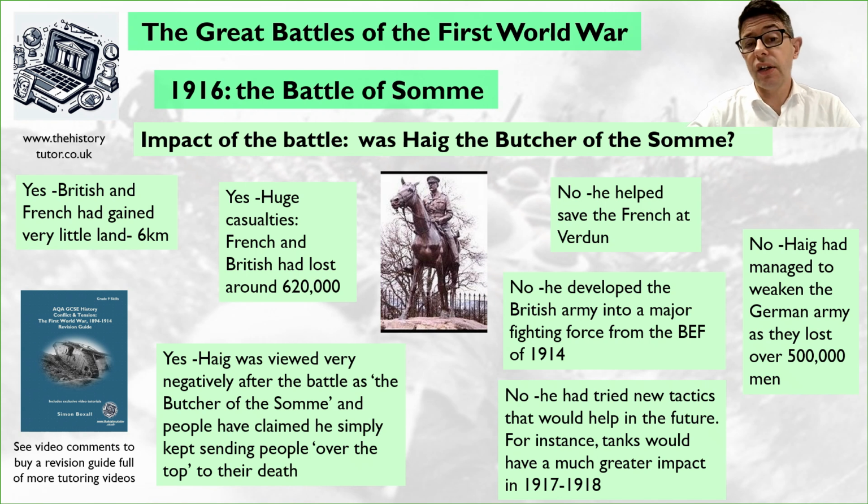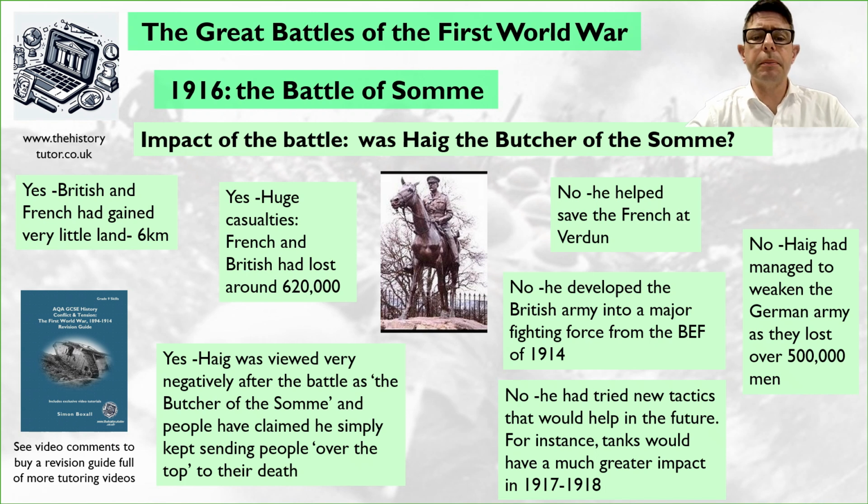So here are some of the yes arguments for this, that Haig was a butcher and a bit of a donkey. So yes, the British and French had gained very little land, 6 kilometres for the entire length of the battle, huge numbers of casualties, only 6 kilometres of land gained. Yes, he was a butcher. There were huge casualties. Britain and France lost over 620,000 men. Haig was viewed very negatively after the battle as the Butcher of Somme. That's what people called him.